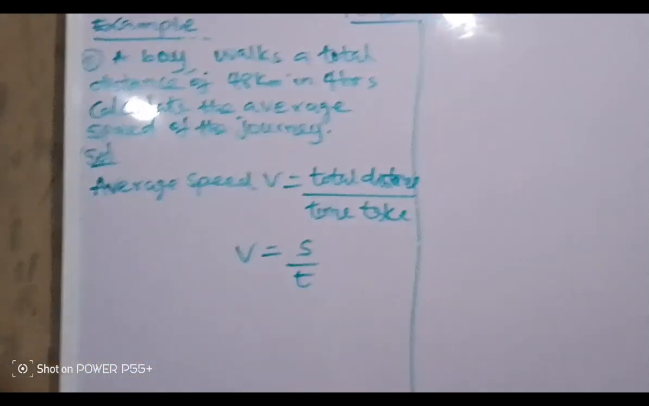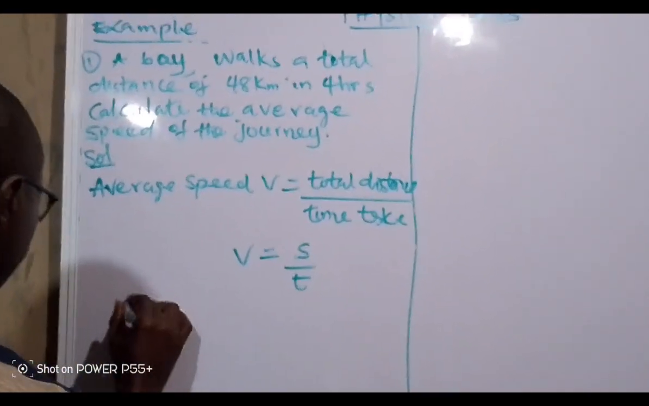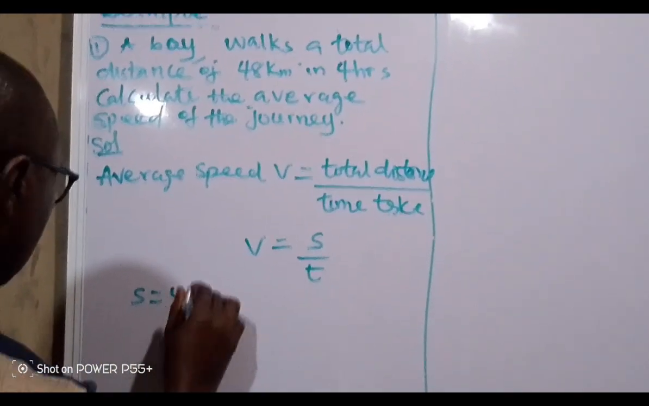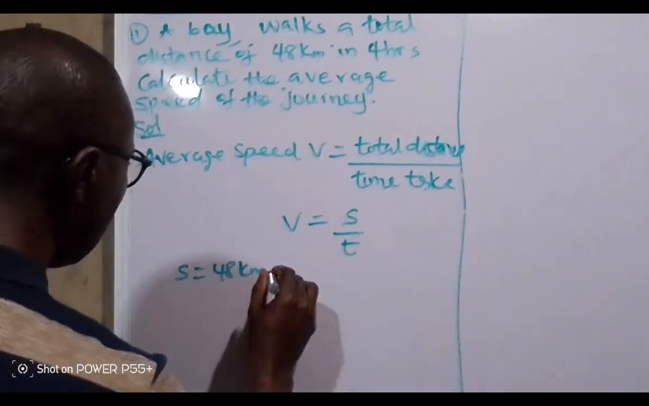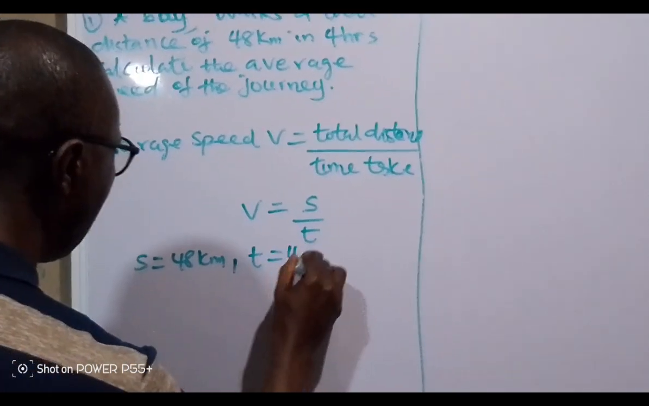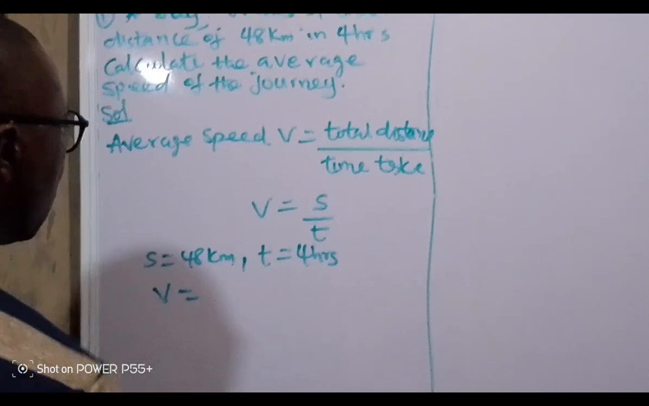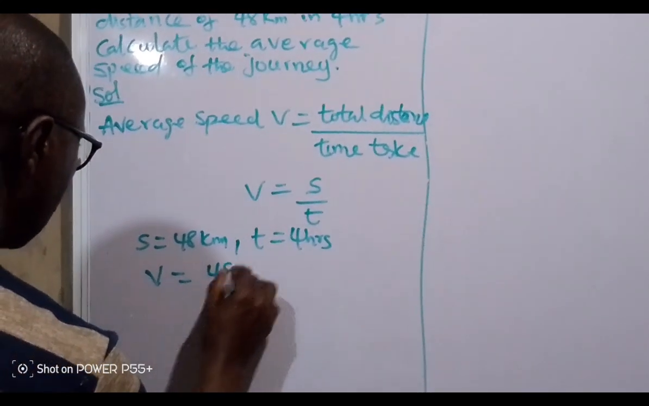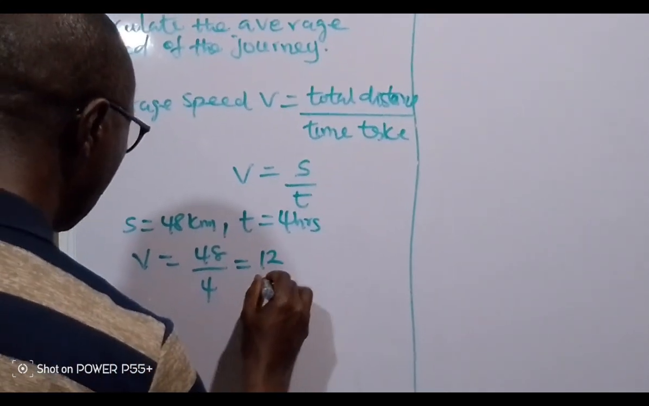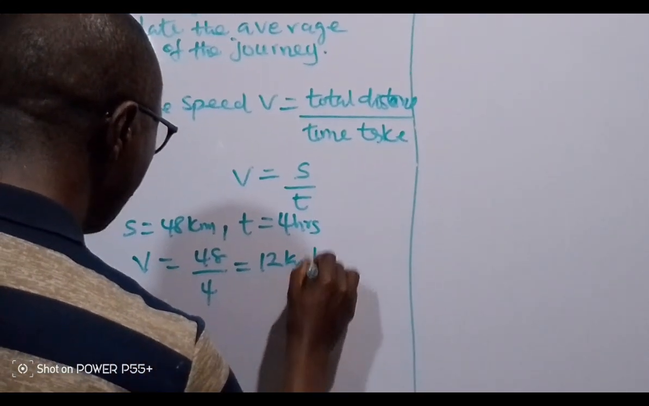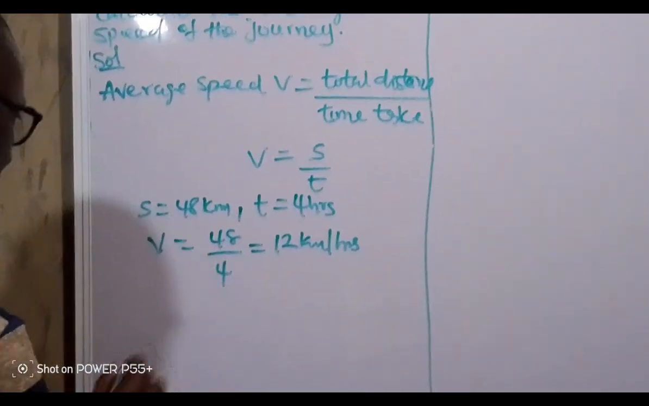In the question, the total distance S is given as 48 kilometers. Time is given as 4 hours. Now, the average speed will be equal to 48 over 4. This will give us 12 km/h. Now, you can convert this to meters per second.